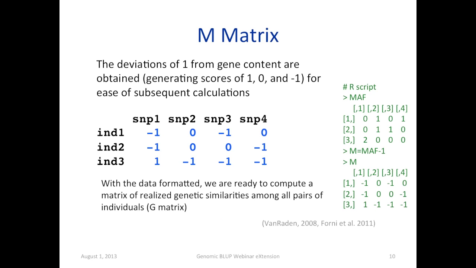When you have a large matrix, like 40,000 to 70,000 markers, it can sometimes be time-consuming to make calculations. That's why statisticians convert the minor allele frequency matrix to the M matrix, where the elements are 1, 0, or -1 basically, so it's easier to calculate. And on the right of the screen, you can see the R script to do that. It's a very simple calculation, of course. So with the data formatted like this, now we are ready to compute a matrix of realized genetic similarities among all pairs of individuals.